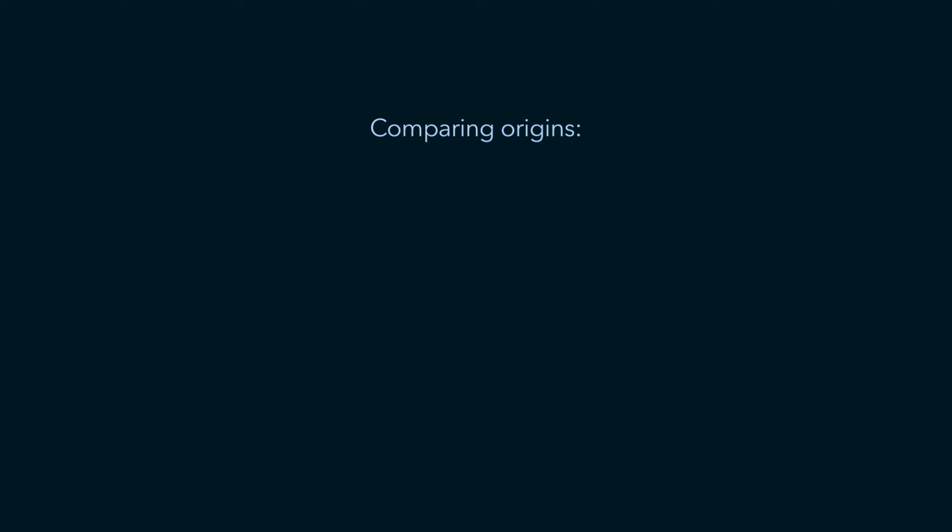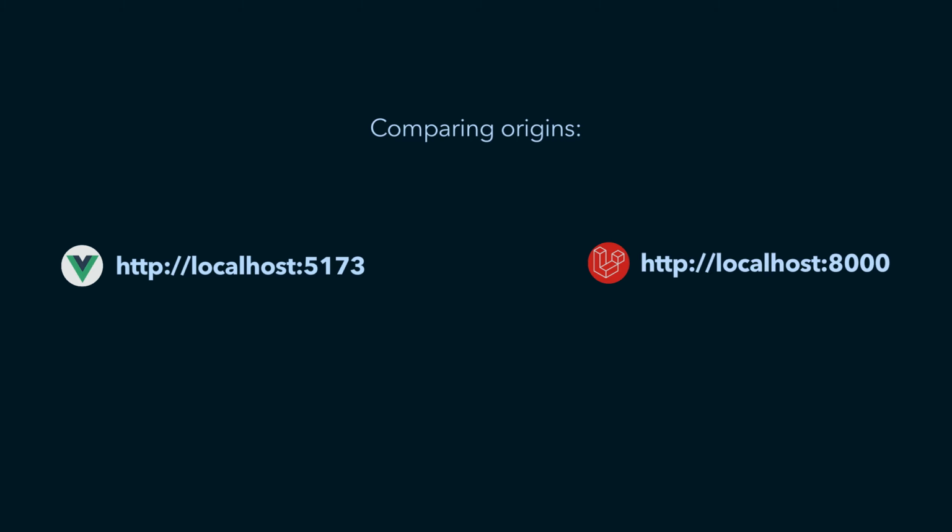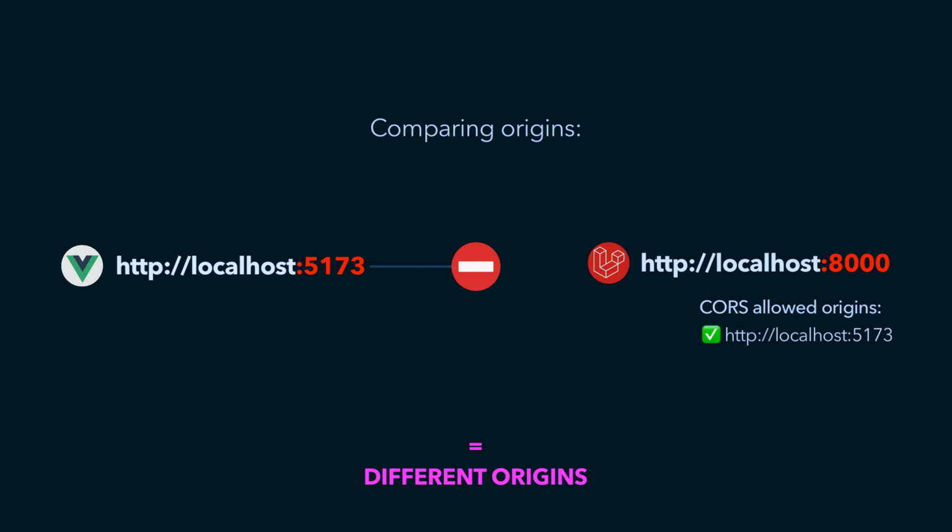For example, when comparing a Vue SPA running on HTTP localhost port 5173 and the Laravel API running on HTTP localhost port 8000, the protocol is the same, the hostname is the same, but the port is different. So these two are different origins, and the browser will block any AJAX request sent from the SPA to the Laravel API, unless of course we properly configure CORS, in which case the server, Laravel, will essentially tell the browser, hey, it's okay, I know localhost 5173, I accept any requests coming from them.